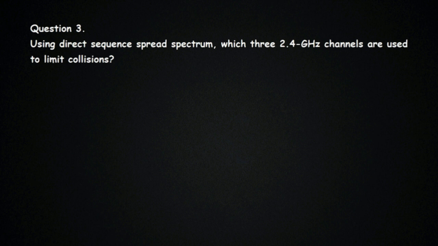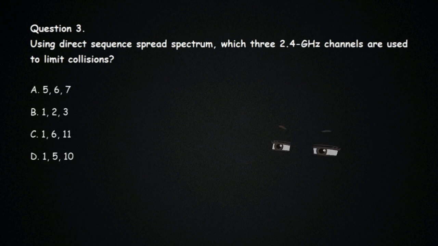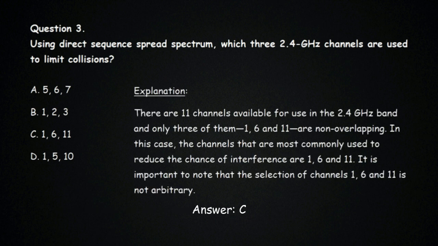Question 3. Using direct sequence spread spectrum, which three 2.4 GHz channels are used to limit collisions? Options. Answer is C. This question is about wireless communication. There are 11 channels available for use in the 2.4 GHz band, and only 3 of them, 1, 6, and 11, are non-overlapping. In this case, the channels that are most commonly used to reduce the chance of interference are 1, 6, and 11. It is important to note that the selection of channels 1, 6, and 11 is not arbitrary.